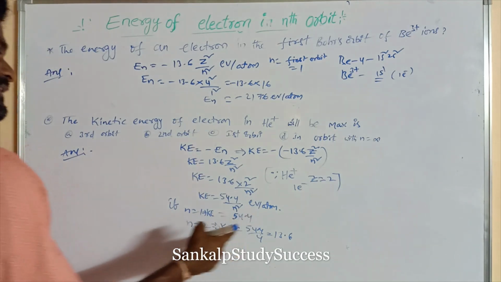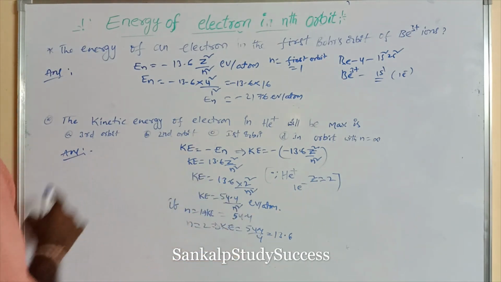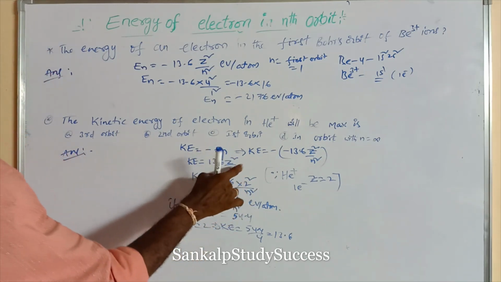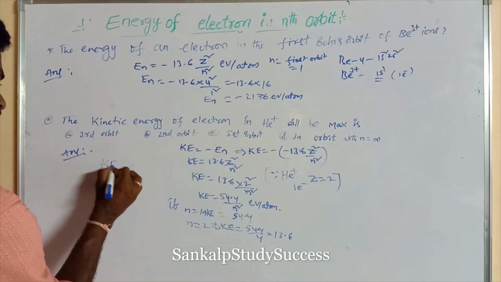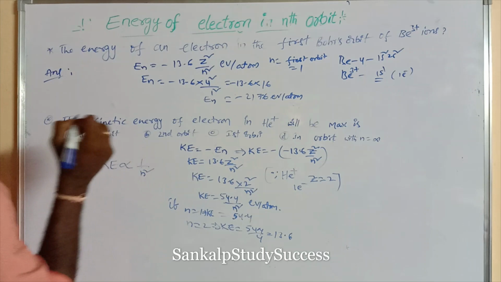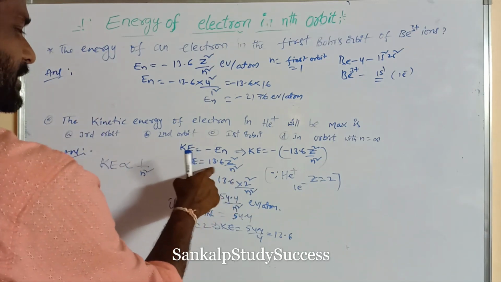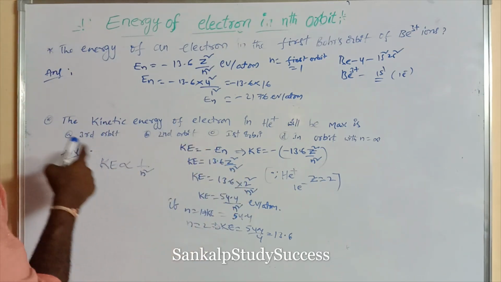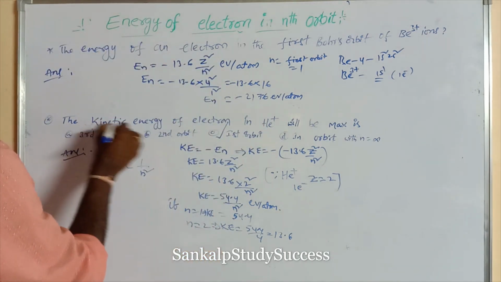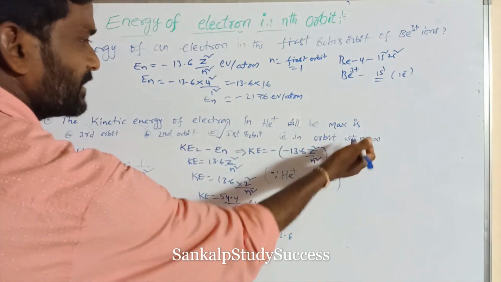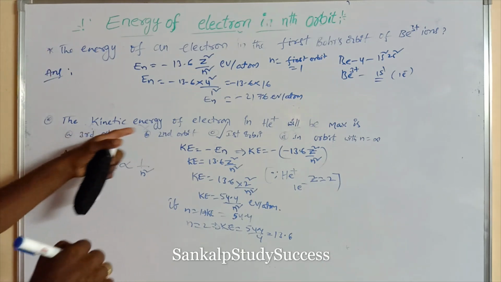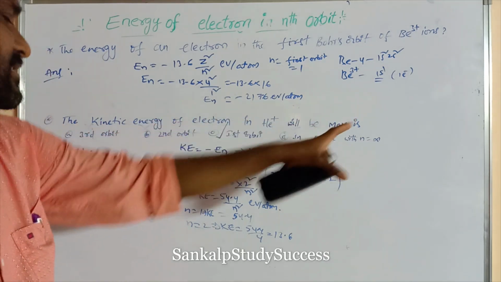So if n value increases, kinetic energy decreases. What is the relation between kinetic energy and n? Inversely proportional: Ke is inversely proportional to n square. If n value increases, kinetic energy decreases. What is the answer? First orbit. These three are wrong. If n is equal to infinity, that is also less. So the kinetic energy of electron in He plus will be maximum in the first orbit.